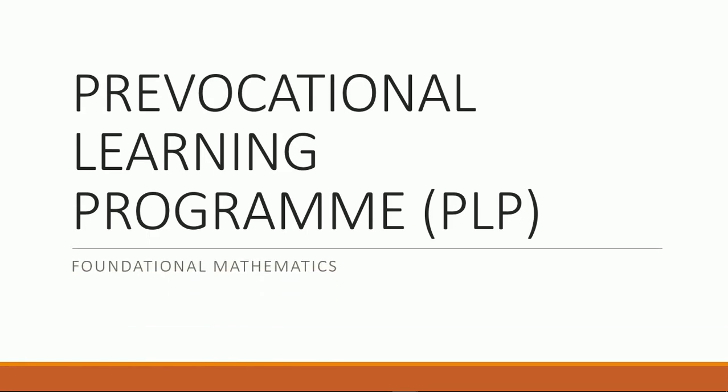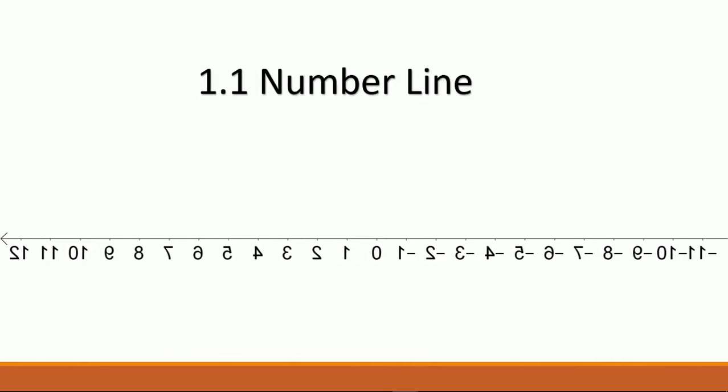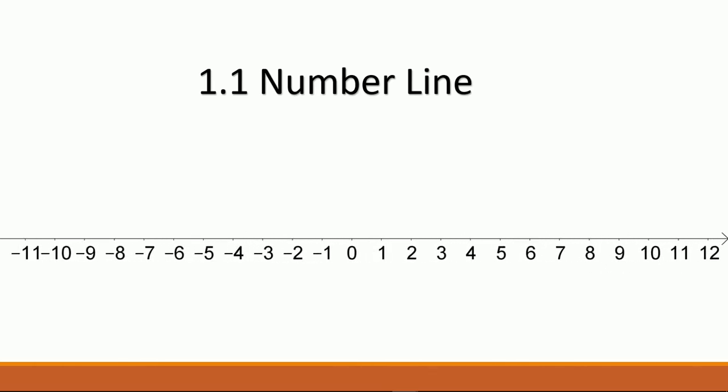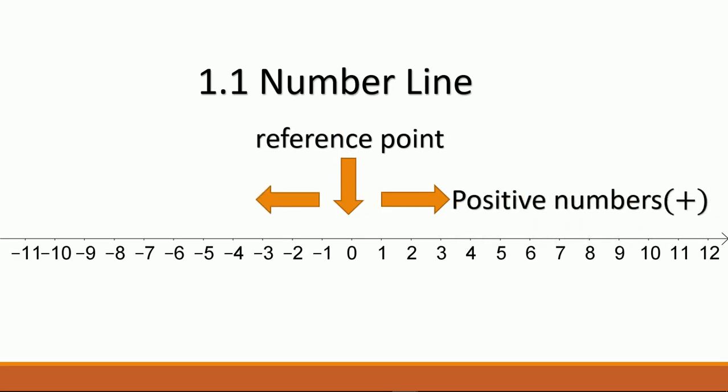We are doing the foundational mathematics and we're looking at module 1.1, which entails the number line. Now the number line consists of numbers that start from 0 in the middle, which we can call our reference point, and then if we go to the right of the number line we find our positive numbers, which are 1, 2, 3, 4, 5, and in this case up to 12. They are the positive numbers, and on the left side of the number line we've got our negative numbers, which will include -1, -2 up to -11 in this case.